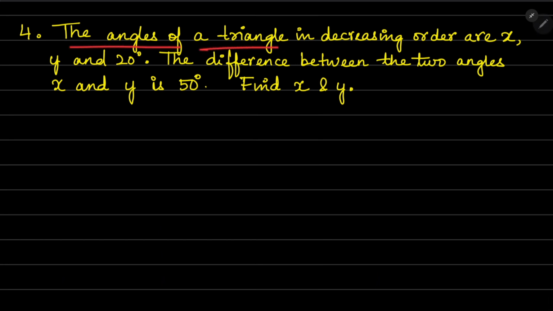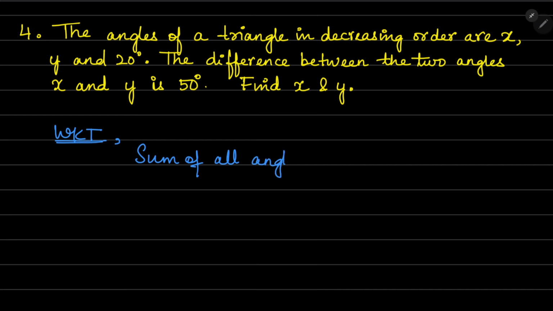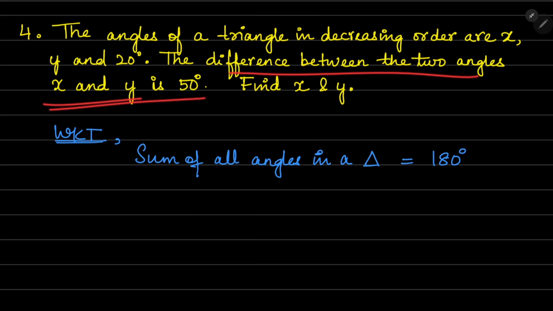The angles of a triangle in decreasing order. So you have a triangle. Whenever you have angles in a triangle, what is the one thing that you know? I'm going to write, we know that the sum of all angles in a triangle is equal to 180 degrees. This is something which we know, right? Now what is given? The angles of a triangle in decreasing order is x, then y and then 20. The difference between the two angles is 50. Find x and y.